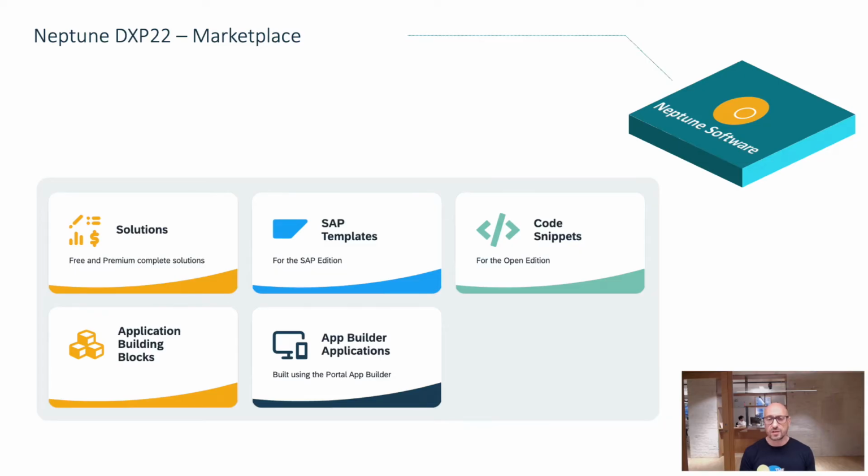That's your private side. It makes it much easier for IT to deploy solutions to the different business units, so that you can have solutions, ACP templates, code snippets, application building blocks, and also app builder applications.